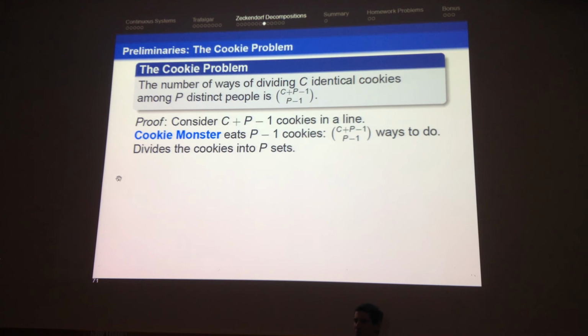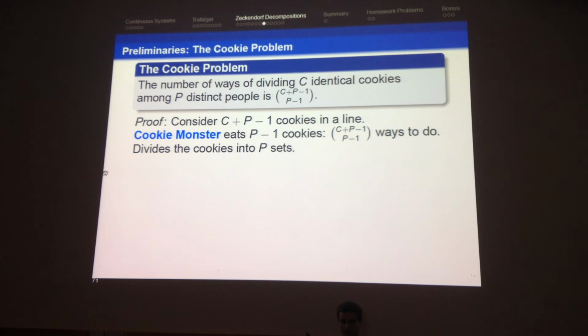So imagine Cookie Monster eats P minus 1 cookies from C plus P minus 1. How many ways can he do this? By definition, it's C plus P minus 1 choose P minus 1. I have C plus P minus 1 objects. He eats P minus 1 of them. When he eats P minus 1 of them, he's put in P minus 1 partitions, and he's divided the objects into P sets. If he eats one cookie, he has two sets, everything up to the first cookie and everything past. If he eats two cookies, everything up to the first eaten cookie, everything from the first to the second, everything from the second onward.